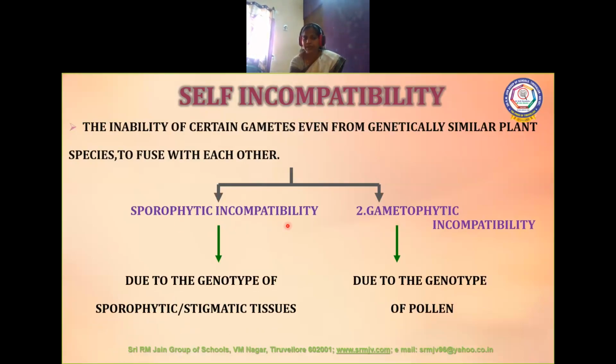Sporophytic incompatibility is due to the genotype of the stigmatic tissue. The stigma is not ready to accept its pollen grain, so that condition is sporophytic incompatibility. And if it is due to the genotype of the pollen, we call it gametophytic incompatibility. So this is about self-incompatibility, which is very important in pollen pistil interaction.